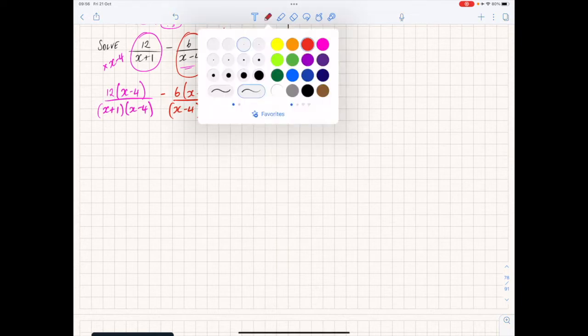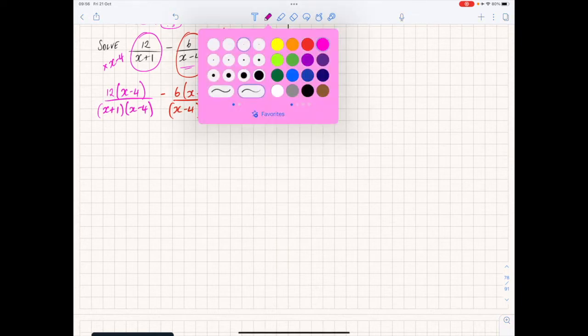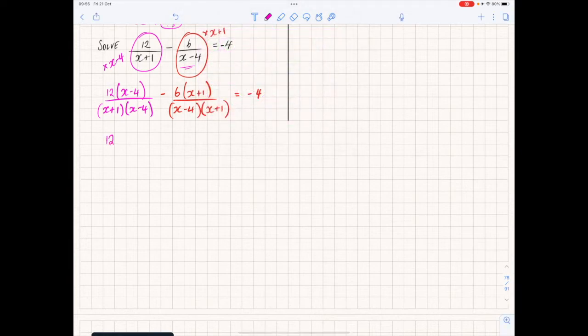And let's think about what we did in the previous example. We now need to multiply out the top. So it becomes 12x minus 48. And we can actually now expand this bottom out as well. So we can multiply this out, it becomes x squared minus 4x plus x minus 4.